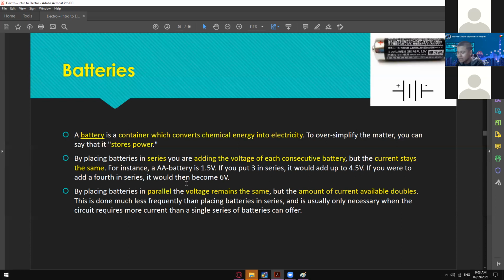However, if you're needing more current than the storage of voltage itself, then you have to place them in a parallel connection. For example, 1.5 volts has a current of 1 amp, and you need, let's say, 3 amps, then you have to connect them in a parallel connection. With that, the voltage itself still remains as 1.5, but you now have a higher flow of current. So that's basically how we use batteries, right?